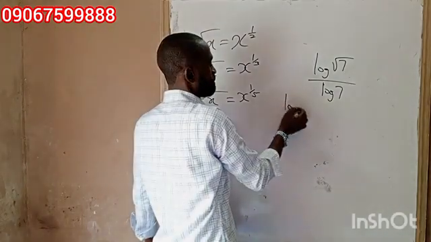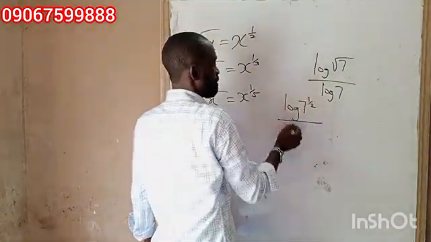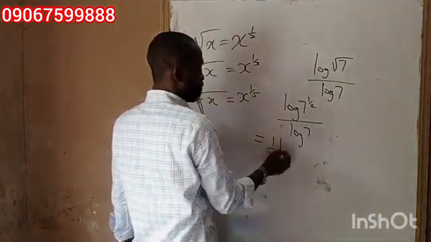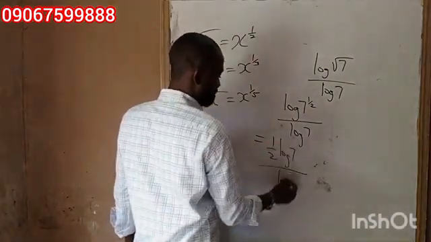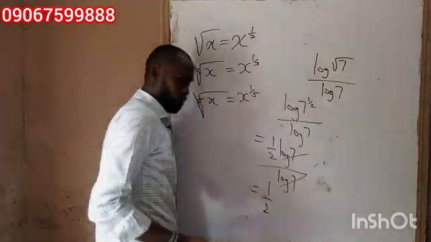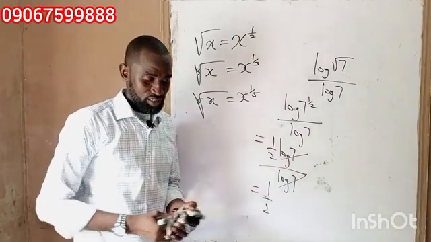I will have log of 7 raised to power 1 over 2 all over log of 7. Apply the law, so the one half will come to the back. I have half log 7 all over log 7. Log 7 will cancel out log 7. We have 1 over 1 all over 2. So that's that.